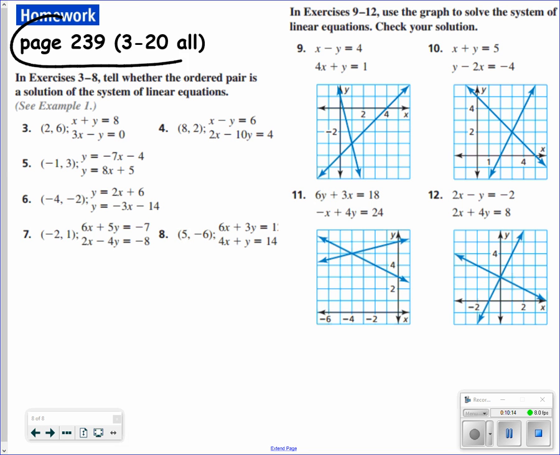So last example here, or I apologize. Your homework assignment then is to test these points to decide whether or not they work in both equations, or to work on solving by graphing, looking at the actual graph. So if you have any questions, make sure you talk to your teacher, and good luck.